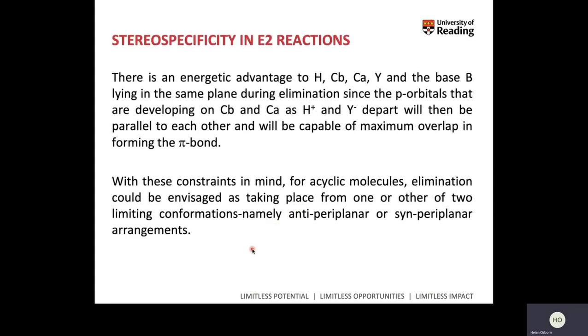So what we're going to do in the next part of the lecture is think about the stereochemistry of the E2 reactions in the same way that we've done for E1, for SN2 and for SN1. I'm going to pause there, and when we start next time, we're going to be looking at the stereochemical consequences of the E2 reaction, and what it means for particular isomers that could be made by the E2 reaction.